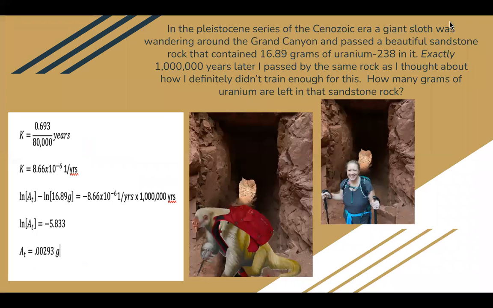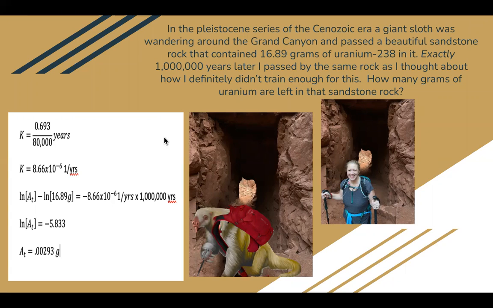And I have a word problem for my adventure in the Grand Canyon. I did a little research and found out that sloths lived in Arizona a million years ago. So if a sloth was going past the same landmark, I think it was called the Subway Tunnel, a million years ago, and at that point there was 16.89 grams of uranium-238 in that sandstone, how much was left 1 million years to the day later when I passed by it, thinking about how I was never going to make it out of the canyon?